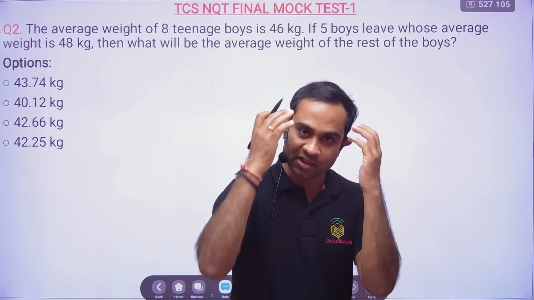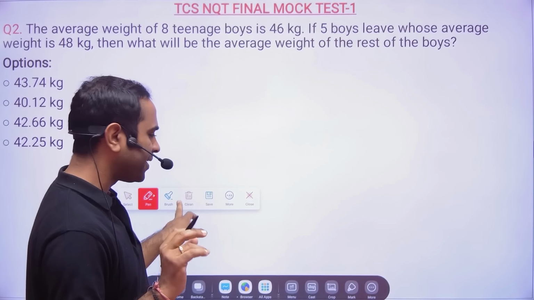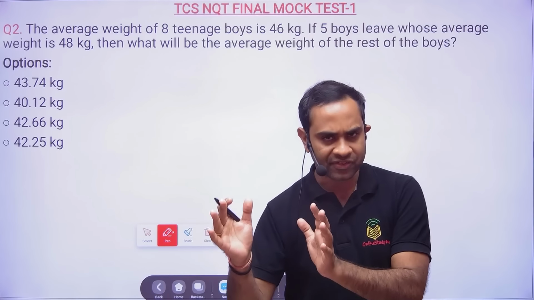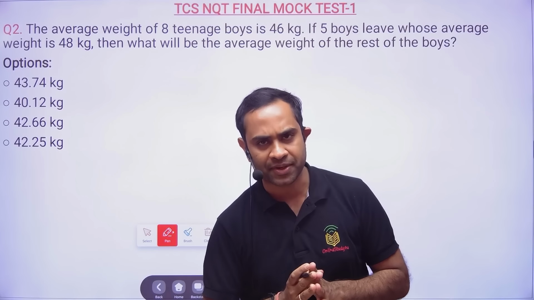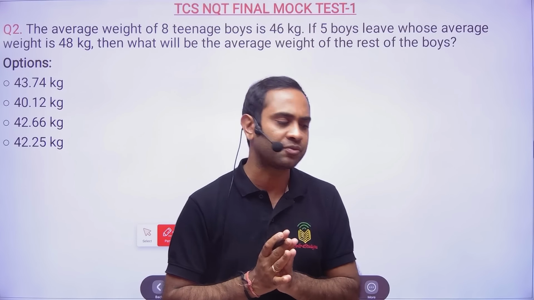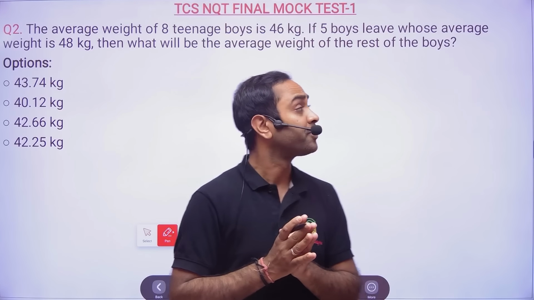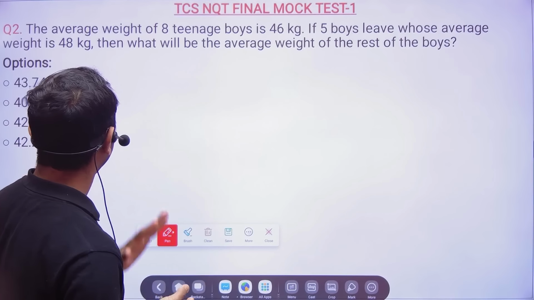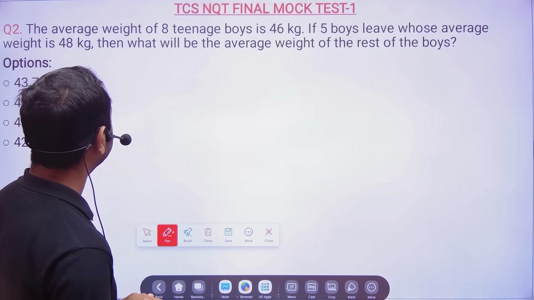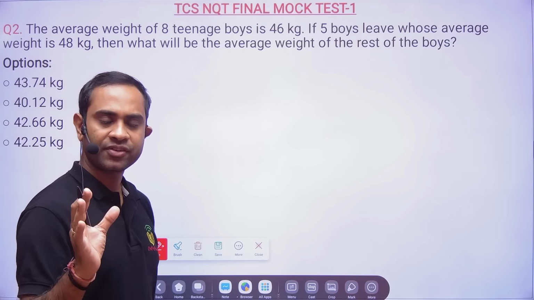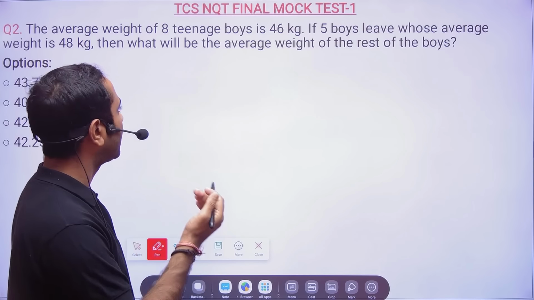Okay, now next problem. So next problem is a simple problem. See, 5 questions I have kept as basic questions, and another 5 questions I have kept as advanced level problems. The average weight of 8 teenage boys is 46 kg. If 5 boys leave whose average weight is 48 kg, then what will be the average weight of the rest of the boys? Okay, so first you try to solve it by yourself, pause it and then solve.